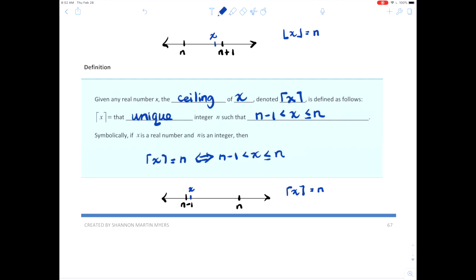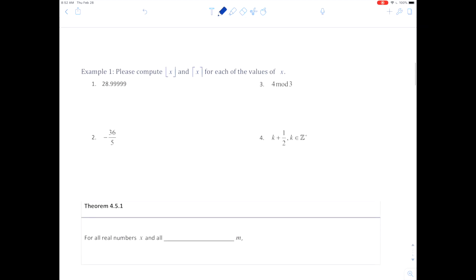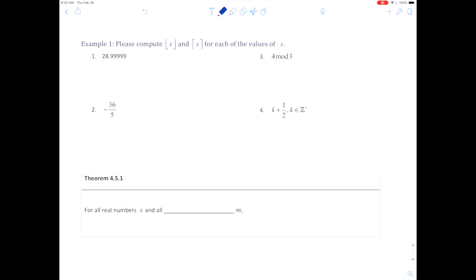Okay? All right. So next up, what do we have? Just a few examples. And if you want to pause the movie and do them yourself, feel free. Otherwise, I'll do them with you. All right.